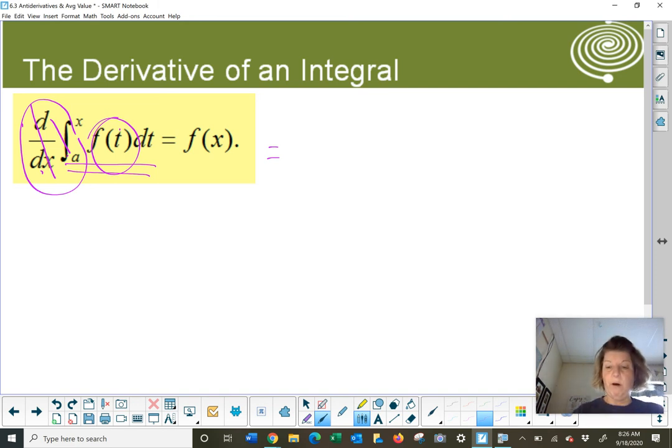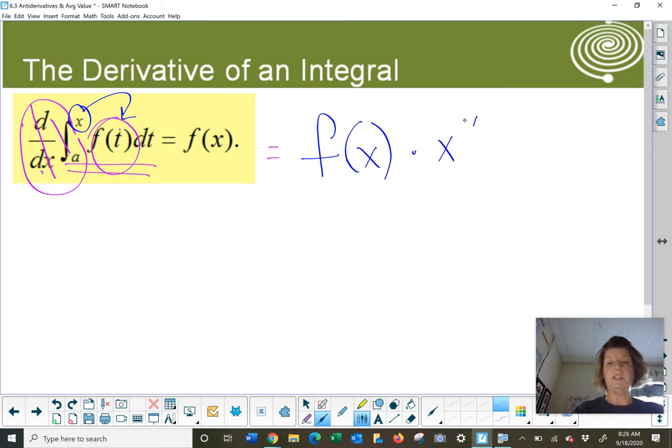Only the one thing you need to remember is that x works its way in. So this becomes the function evaluated at x times the chain rule derivative of the bound. And that derivative of the bound is going to be 1. So this would turn out to be just f of x. Okay.